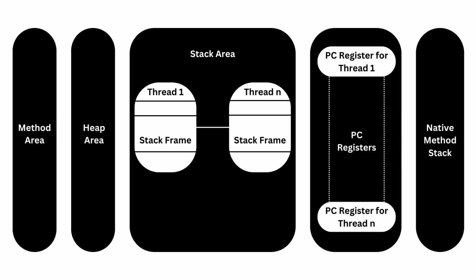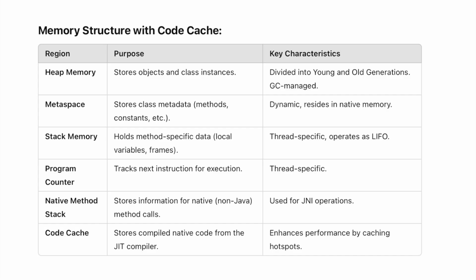Alright. Now stack memory holds method specific data such as your local variables and method call information. So basically your call stack and your primitive data types. This information is going to be in your stack. Now we have threads. Each thread has its own stack, and stack is a data structure. We know that it operates in a last in first out manner.